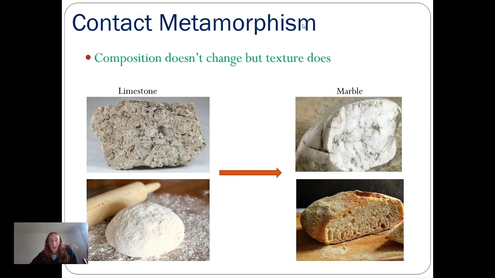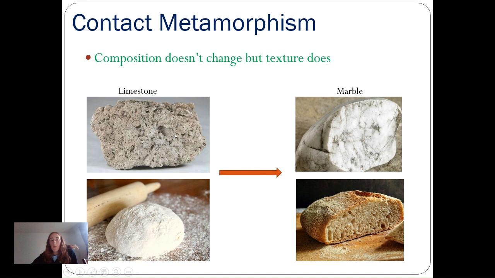So when we're looking at contact metamorphism, there's just one rock example that we're going to talk about. What happens here is that the minerals don't change at all. So you can take limestone, which is sedimentary. It's either from caves or it could be like a coral reef deposit or made of shells. Calcium carbonate is its chemical composition.